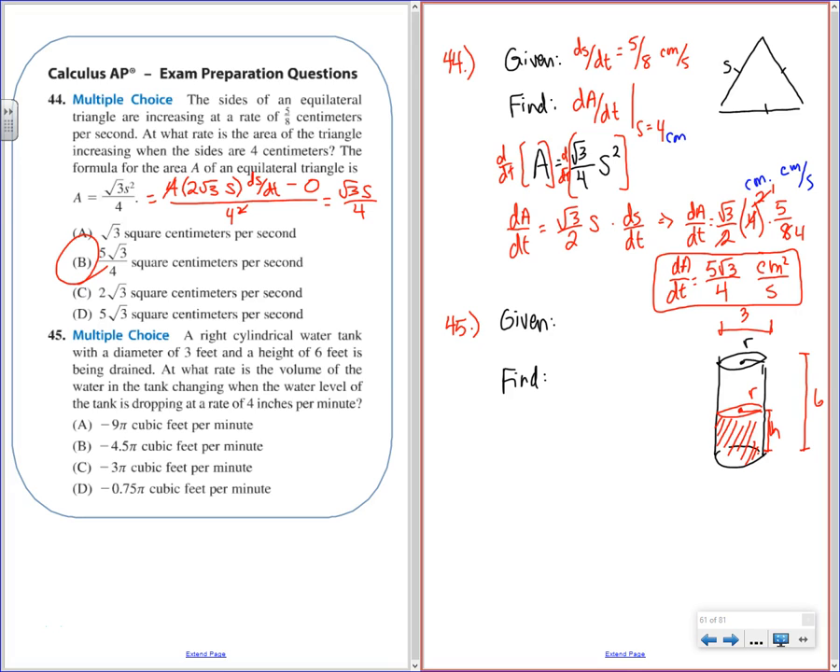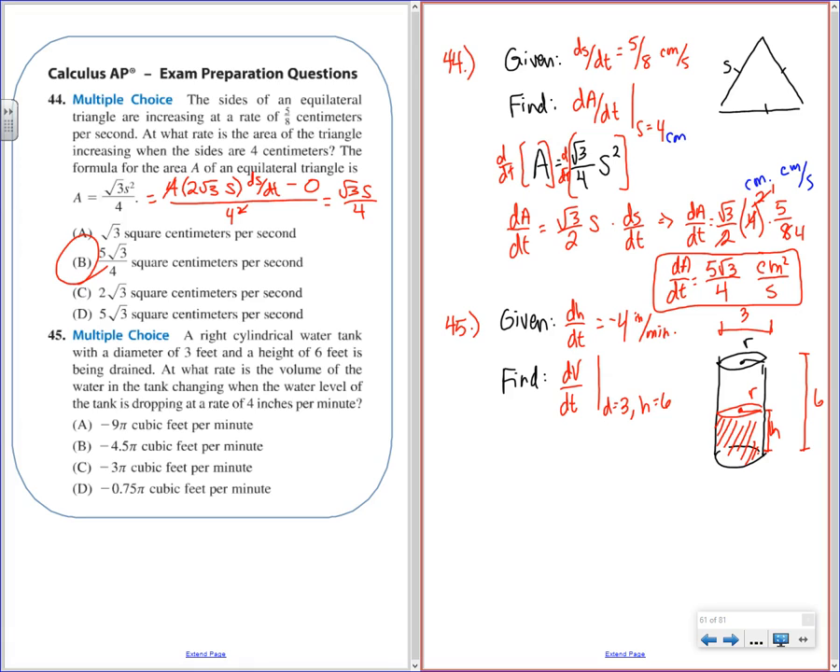Okay, so then our given, a right cylindrical water tank with a diameter of 3 feet and a height of 6 feet is being drained. At what rate is the volume, when the water level of the tank is dropping? I made that my H, the height of the water. So I would say in mine, dH/dt, but you might have called it L, the level of the water. That's okay. I'm going to call it H, dH/dt equals, why am I putting -4 inches per minute? Because that's what it says. Good, it's decreasing, it's dropping. I'm trying to find the rate of change of the volume, so dV/dt, such that D equals 3 and H equals 6.